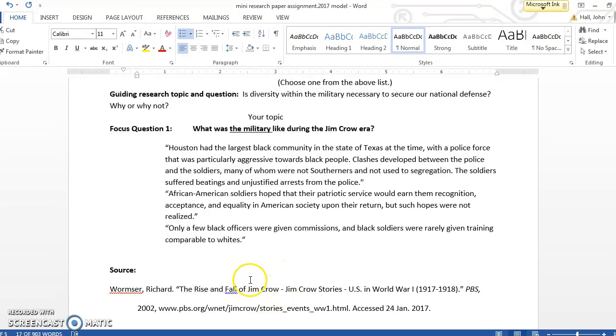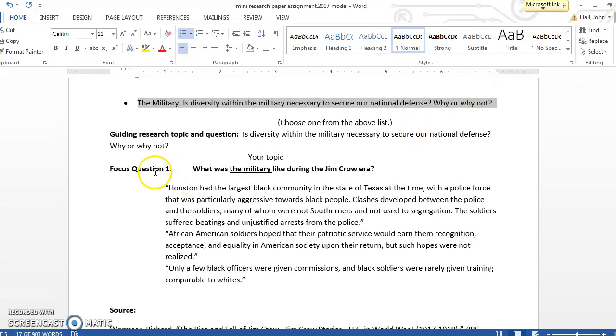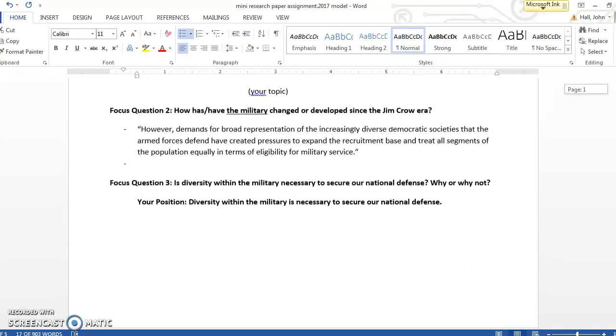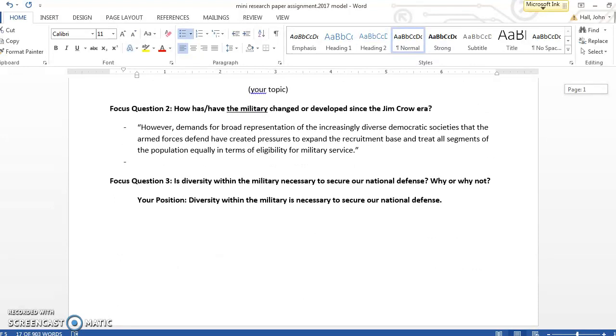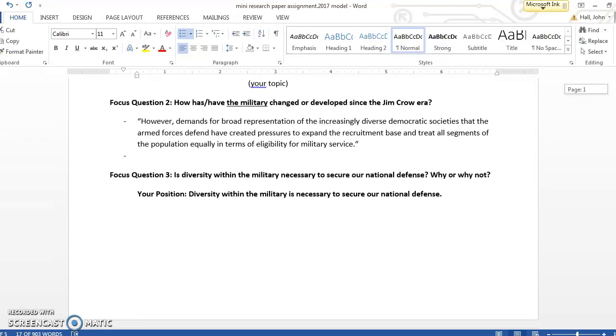I'm going to pull that up again in a second, but you can see I actually took notes here. Mine looks a little different because I had to type on it, and you get to handwrite on yours, but it's the same exact thing. I went through and did the same thing with the focus questions that all of you are supposed to do. I have my research topic and question typed right here, and then it says, what was the military like during the Jim Crow era? And then you can see I did the same thing here. What was or how has the military changed or developed since the Jim Crow era?